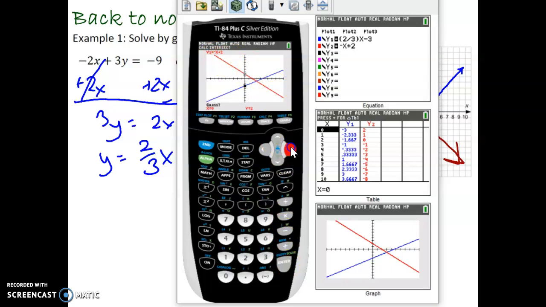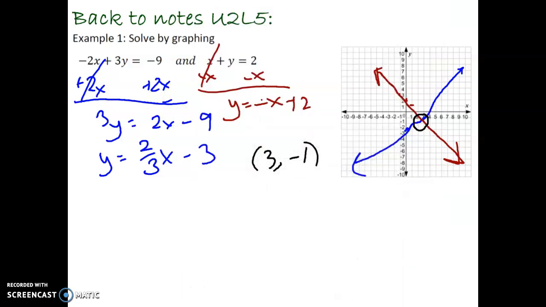And now it wants me to guess, so I'm going to move my cursor as close as I can to that point of intersection right there. And I'm going to hit enter one more time. And so there's my intersection, the point 3, -1, which is what we got when we did it by hand. So it's good that we have the calculator here to verify, but make sure that you are able to graph these. For Delta Math, you're going to have to be able to graph the y-intercept and then count the slope.